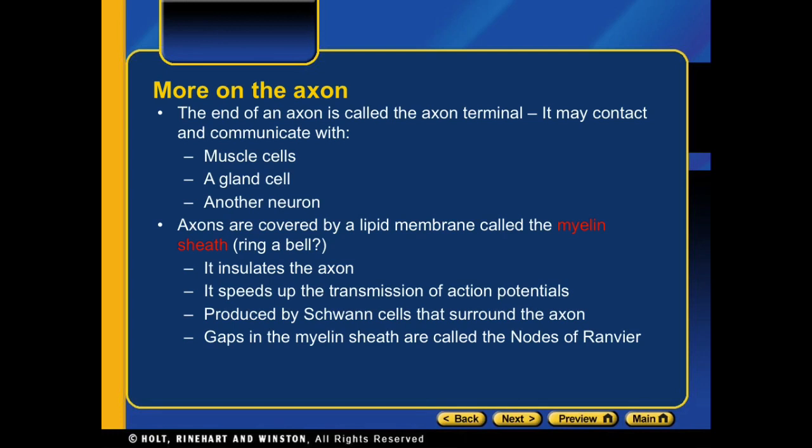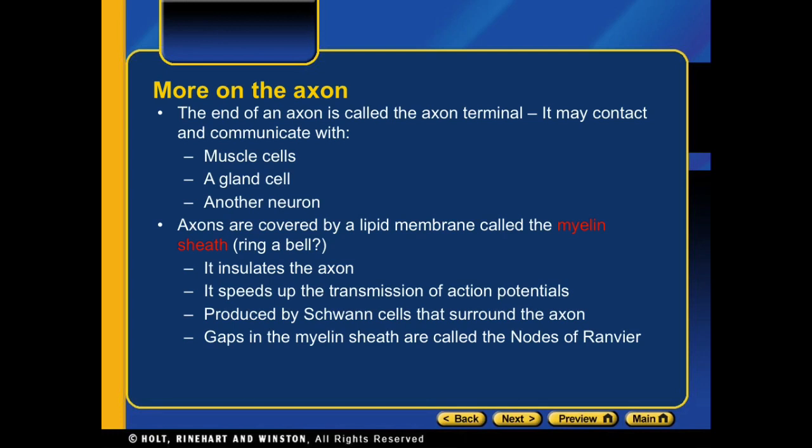We have not learned anything about that yet. The myelin sheath, or the membrane that's around this axon, is going to insulate the axon. And so because of that insulation, it's going to speed up the transmission of these nerve impulses or these action potentials. The myelin sheath is produced by cells called Schwann cells, and these Schwann cells are surrounding the axon. You'll see this all in a diagram in a minute.